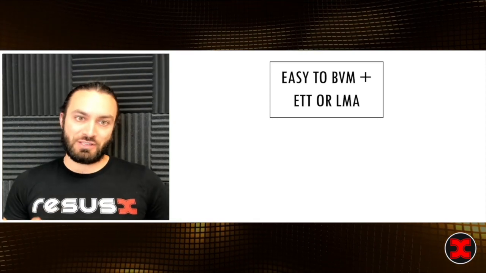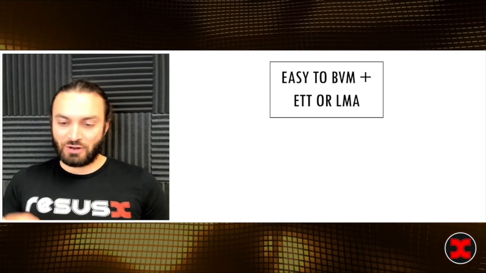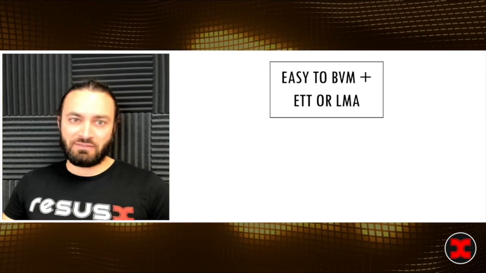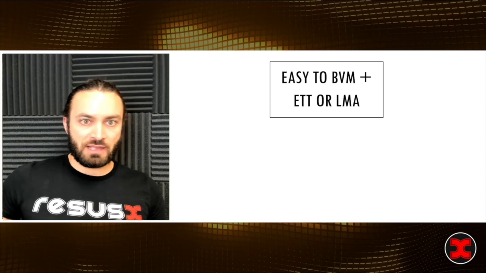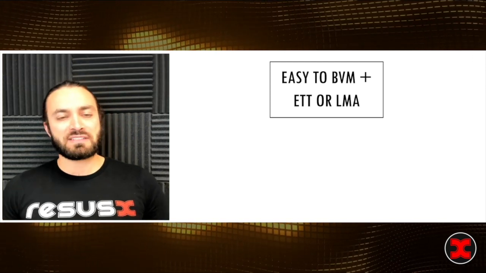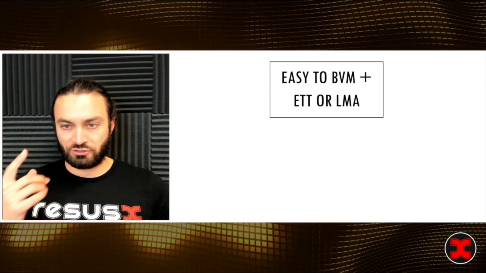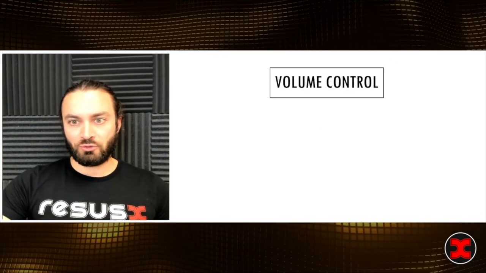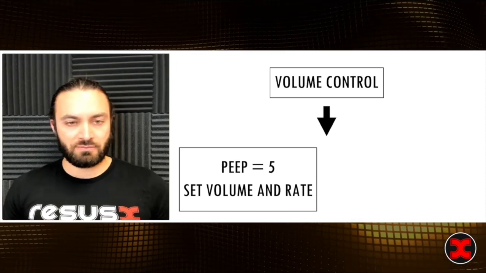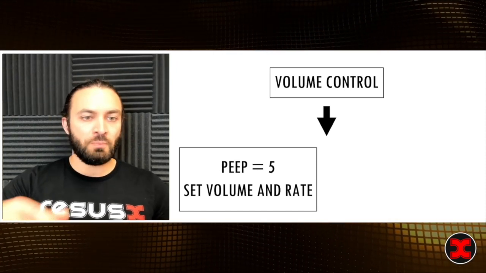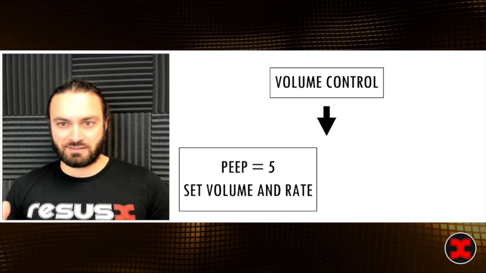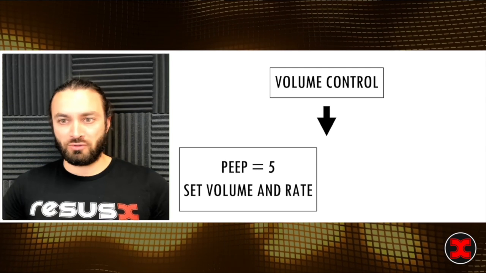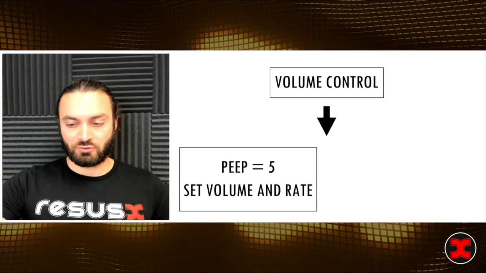One, I want you to make sure that your patient is easy to bag, right? If you're having a hard time bagging, do not put that person on the ventilator. In fact, maybe investigate why you're having a hard time and maybe pop that chest tube in or something along those lines. In this case, you will need an endotracheal tube or a laryngeal mask airway. At that point, we're just connecting to the vent. I'm usually using volume control. I set the PEEP to 5, pretty much a standard value, and then I'm setting the volume and rate as decided. And of course, I can set whatever variables I want per the ventilator and get them in a reproducible way.